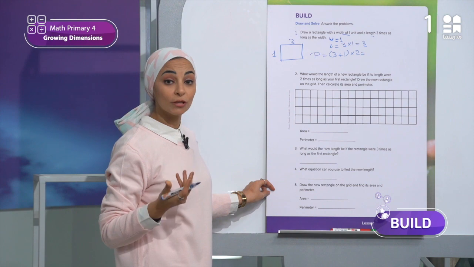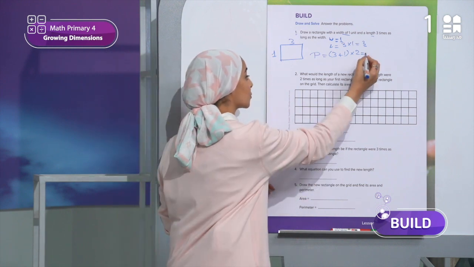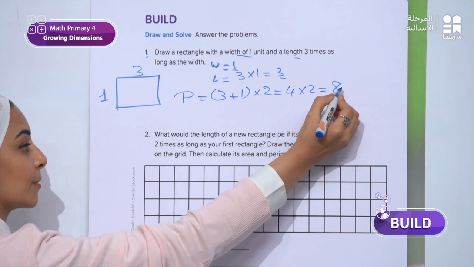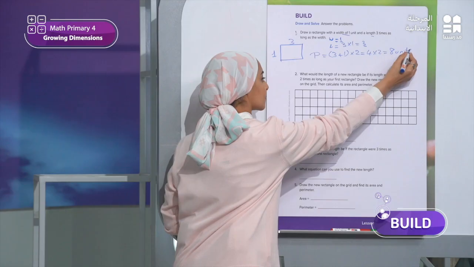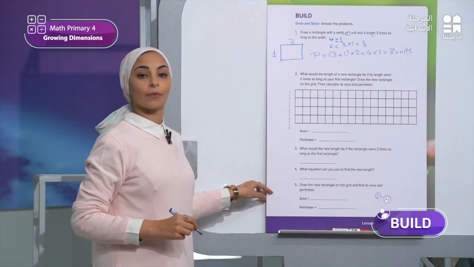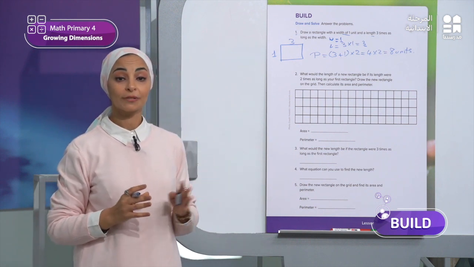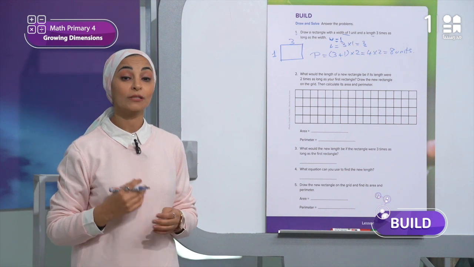4 times 2 equals what? Yes, 4 times 2 equals 8 and this is my perimeter. 8 what? 8 units. طيب, now what should I do next? So the perimeter is 8 units. Also, what about the area?